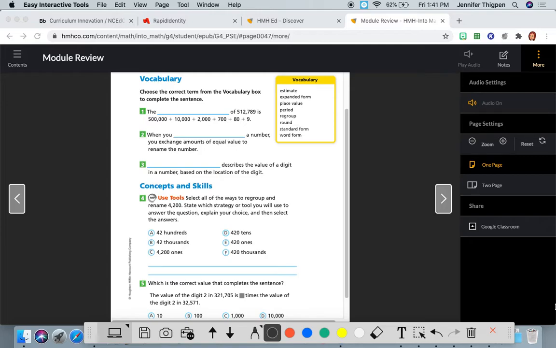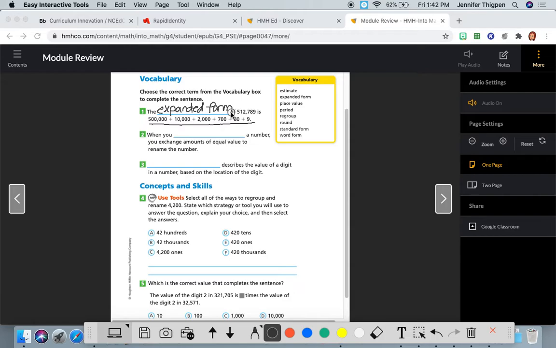We've got 3 different words here that we need to fill in. Let's look at number 1. The blank of 512,789 is. What do we see here? What do we call this right here? We call it expanded form. So our answer here is expanded form.